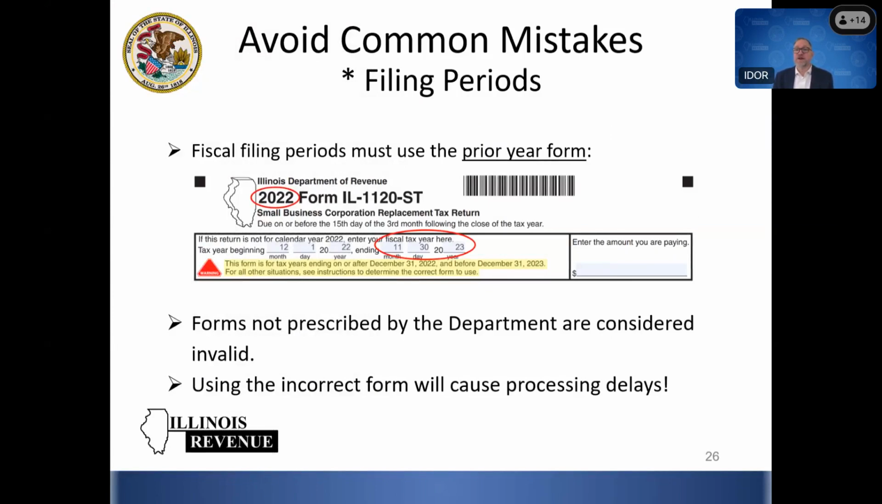For a fiscal year-ending return, please be sure to use the form that has the previous year listed at the top of the form. Don't make any changes by scratching out that number and putting the correct year, because that makes the form invalid. Use the form that has the prior year number on it when you're filing a fiscal year return. If you use the incorrect form, it will create delays in processing your return.